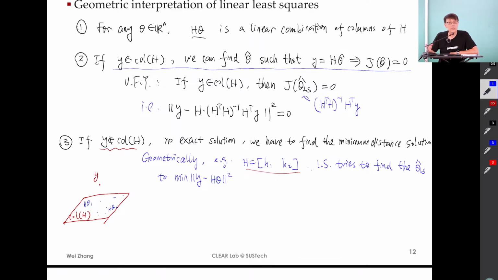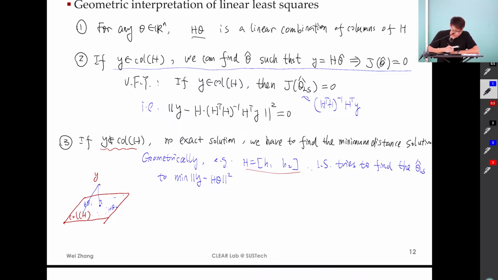It's a linear combination of the columns of H. By changing the linear combination coefficients, you can sweep over all the possible points on the plane, but no such point agrees directly with y because y is outside this plane, right? So what would be the best solution? Suppose it will be something like the projection of y onto that plane will be your best solution.